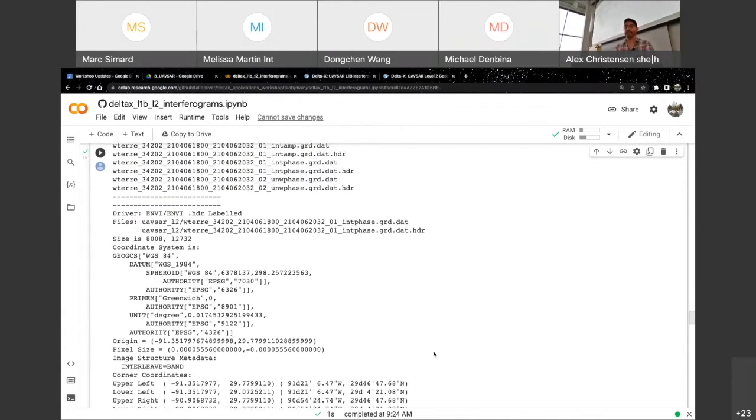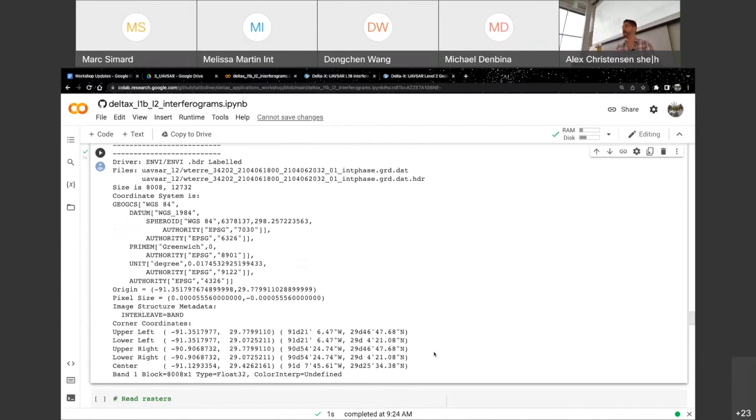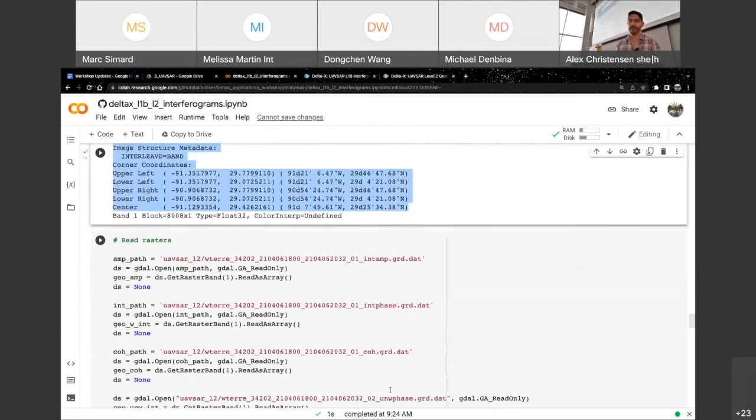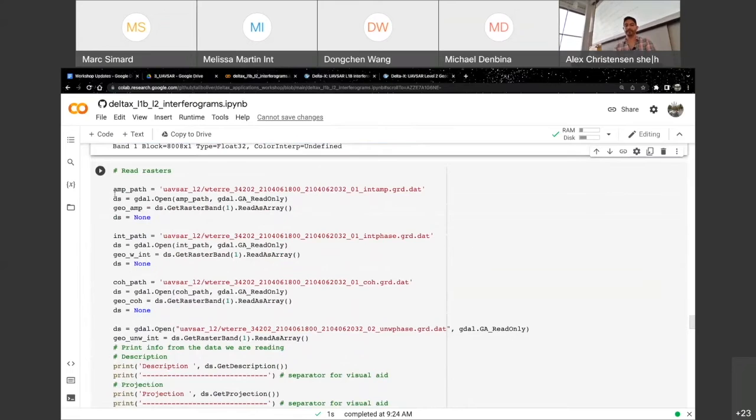And you can see that when I use GDAL to see the metadata of this image, now it's way more rich. Why is it way more rich? Because now we have more information. We have the geocoding information. So similar to what we saw before, right? We can see the ellipsoid of reference, the coordinate system, and the corners of the image that we can then use to reference our plots and our maps.